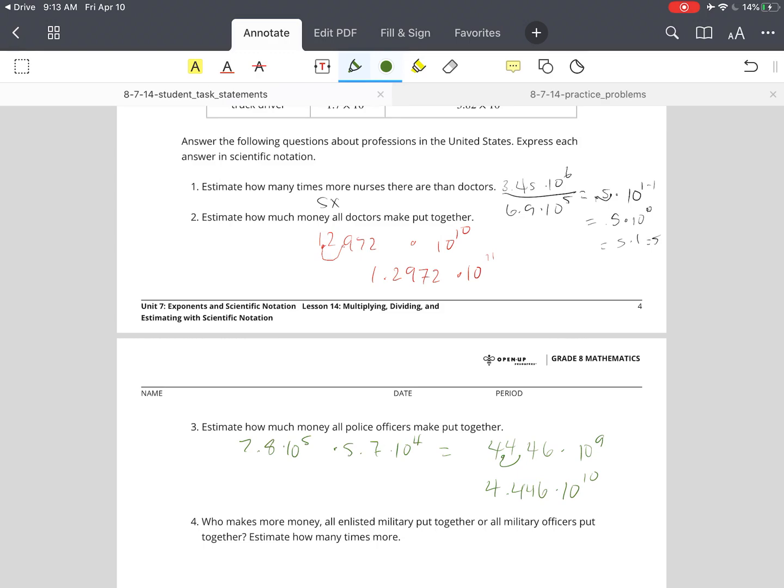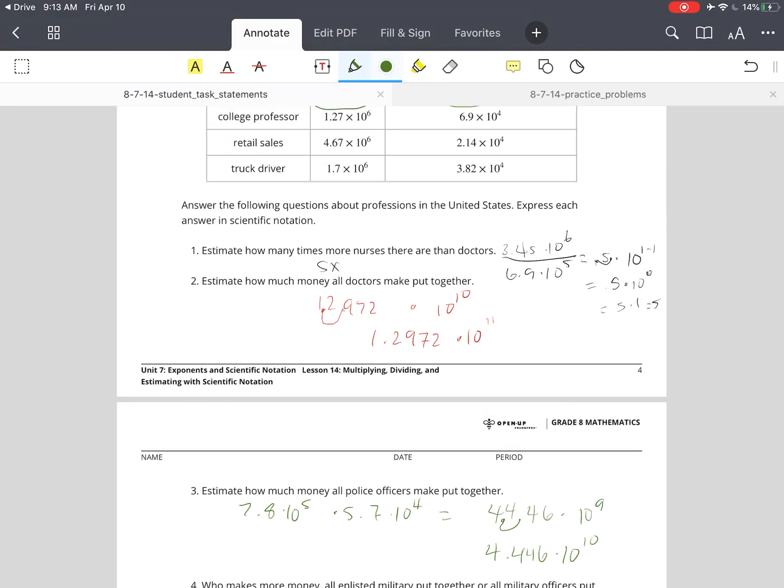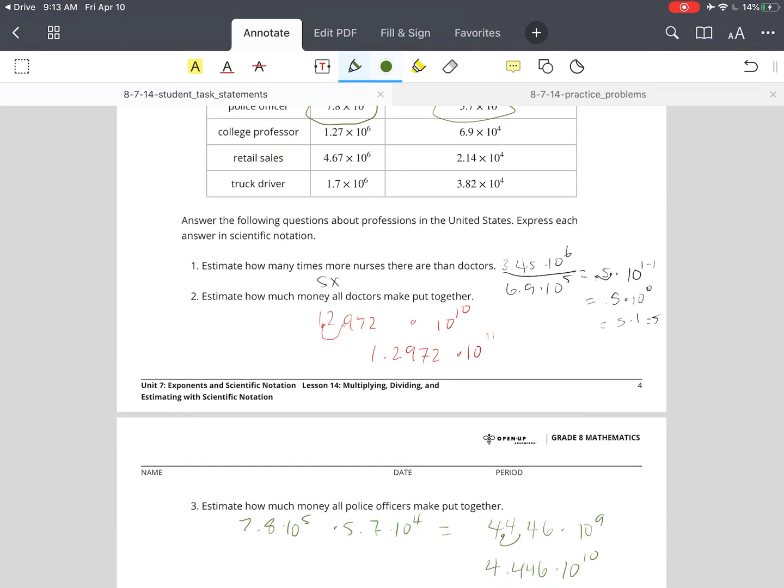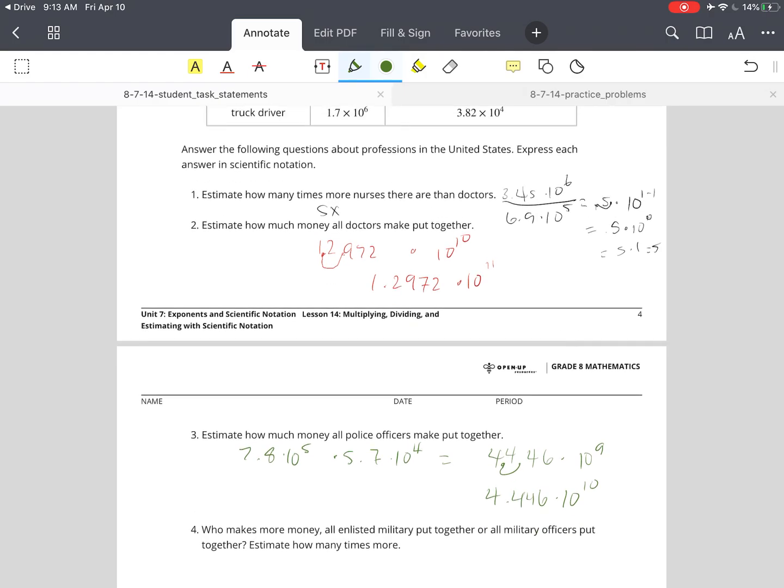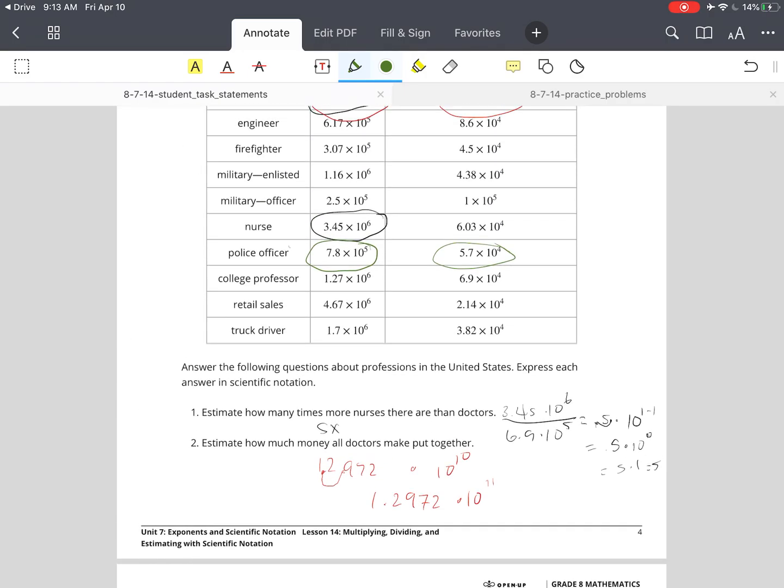Who makes more money? All enlisted military put together or all military officers put together? Wait, that doesn't make sense. Oh, there's a difference between enlisted and officers? I guess there is. Estimate how many times more.